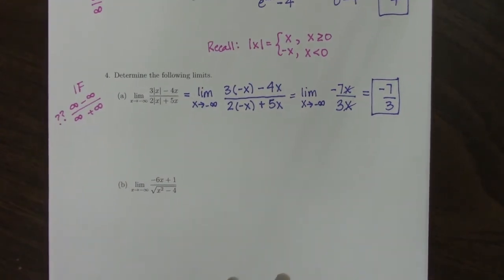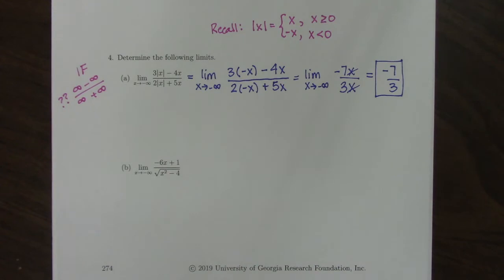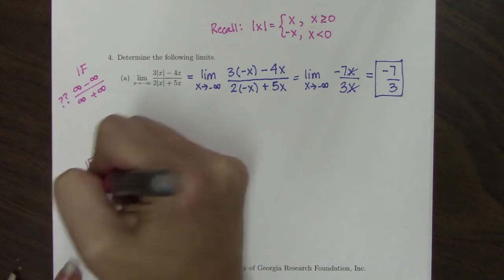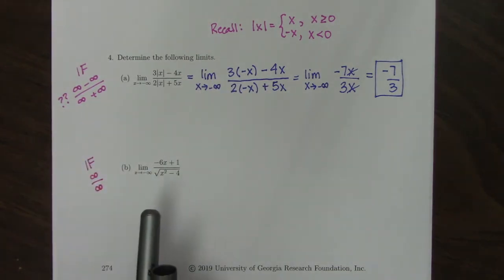Part B says, well, let's look at the limit as x goes to negative infinity of (negative 6x plus 1) over the square root of (x squared minus 4). So this is also an indeterminate form of infinity over infinity, because the negative 6 times a negative infinity is going to blow it up to positive infinity, and the square root is going to blow up to positive infinity as well. So we need to do some more work to figure this problem out.